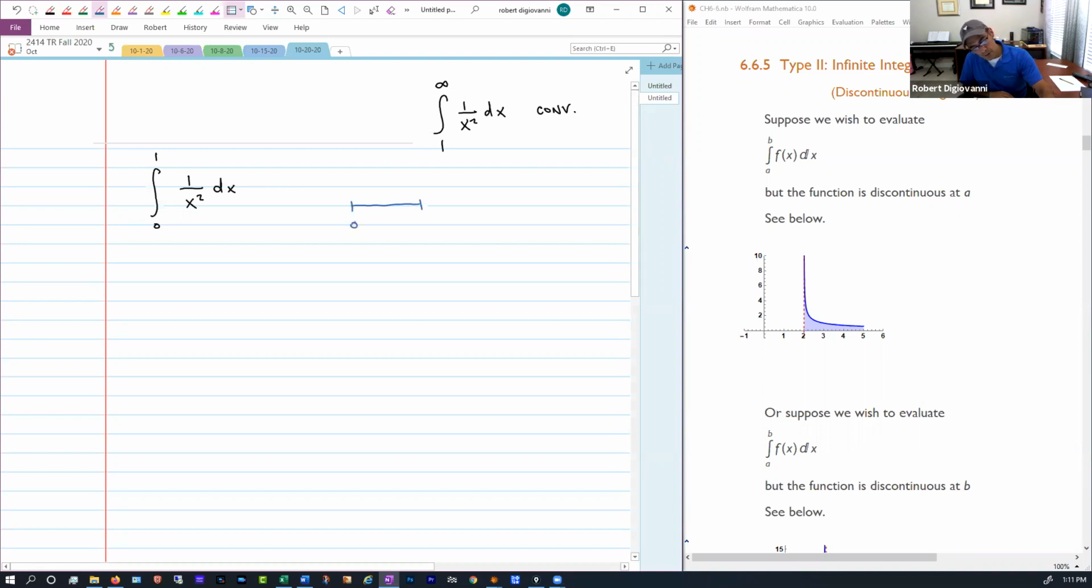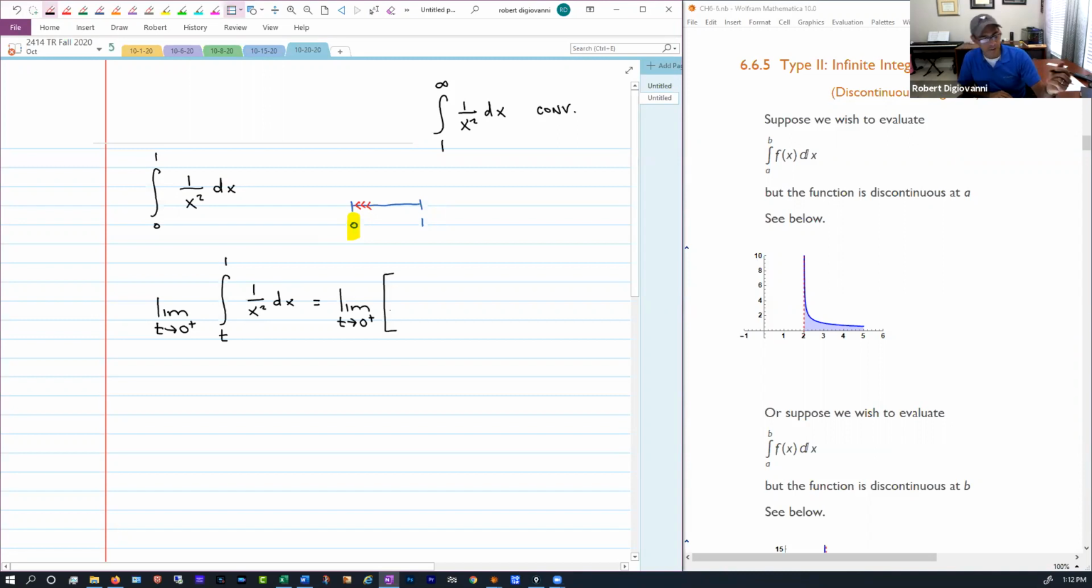Here's my interval, 0 to 1. I'm going to highlight or circle the fact that 0 is where I have a problem, right? This function is undefined at 0. So I'm going to have to approach 0 from the right-hand side, just like we did the last one. So I'm going to go limit, t is going to approach 0 from the right, integral t to 1 of 1 over x squared dx, which should be equal to the limit t approaches 0 from the right.